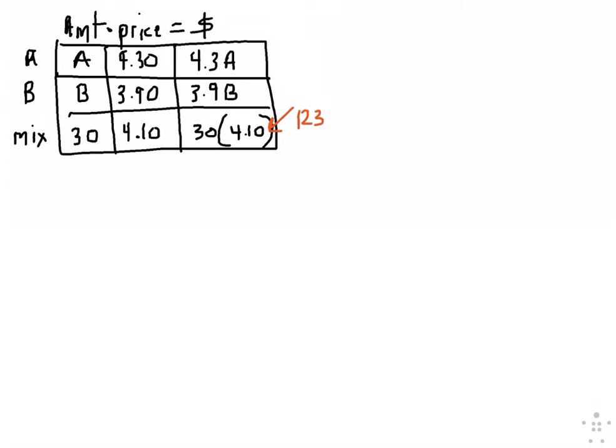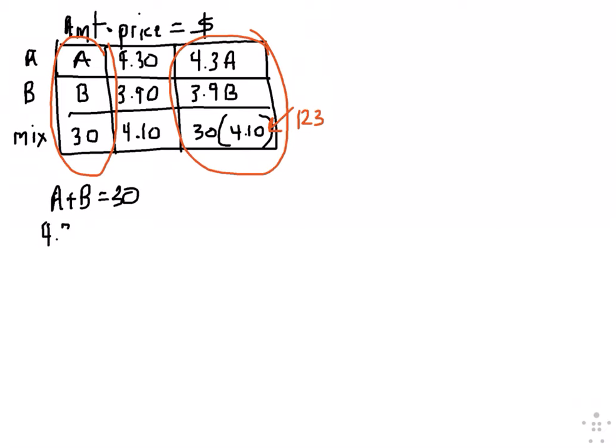So let's remember where the equations come from. The first one comes from there, and the second one comes from here. So the first equation is A plus B equals 30. And the second equation is 4.3A plus 3.9B equals 30 times 4.1, which is 123. So there's our 2 equations.